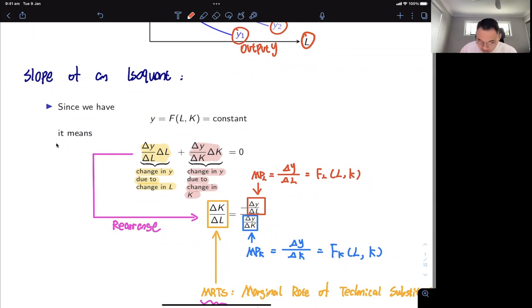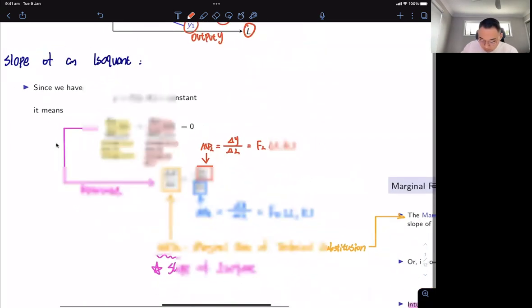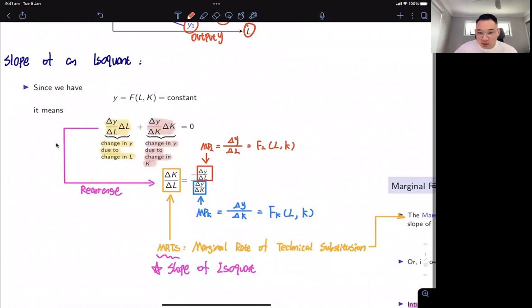So what is change K over change of L? That's something we call the marginal rate of technical substitution, or MRTS, or the slope of the isoquant. The red square says minus change Y over change L. What is change Y over change L? Simply, this is the marginal product of L, right? It's taking the first derivative of the production against change of labor. We can also write this as F_L, which means marginal product of labor.